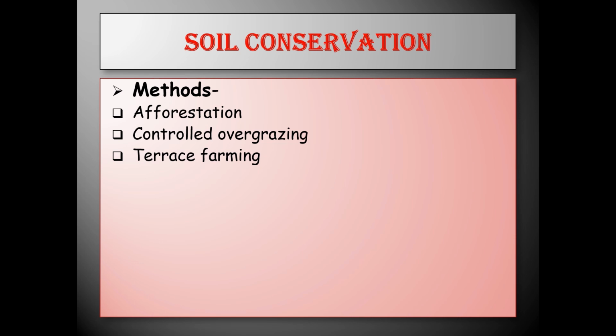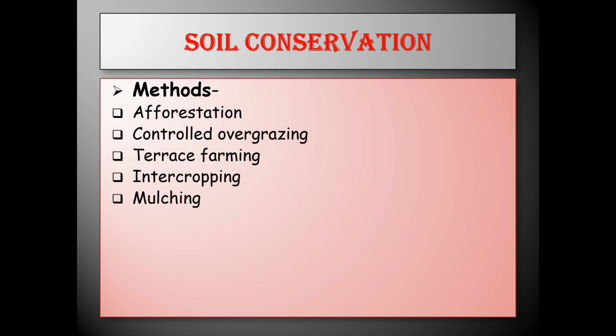Next is terrace farming, very popular. This method of soil conservation is mainly used on steep slopes. In this method, broad flat terraces are made on the steep slopes to cultivate different crops. These terraces control surface runoff and soil erosion. Next is intercropping. In this method, different crops are grown in alternate rows and are sown at different times to protect the soil from rain wash.